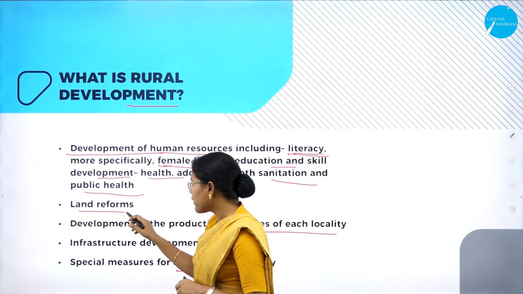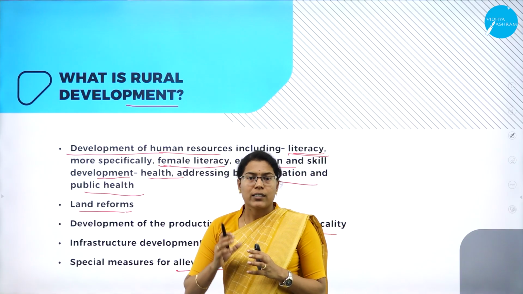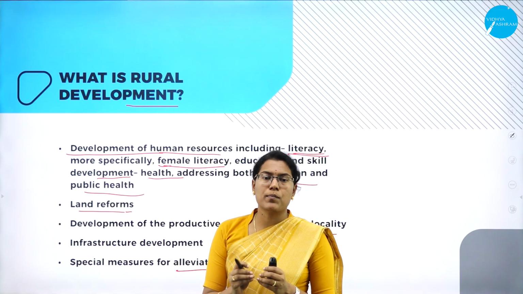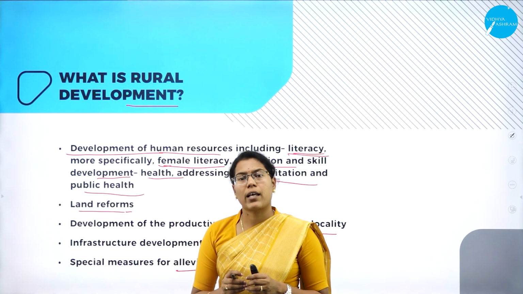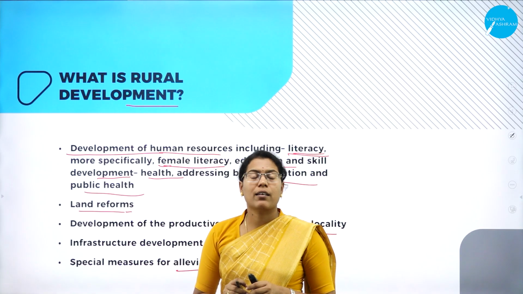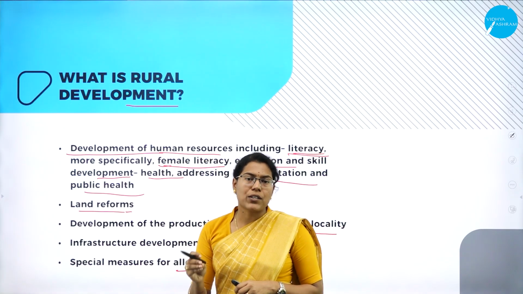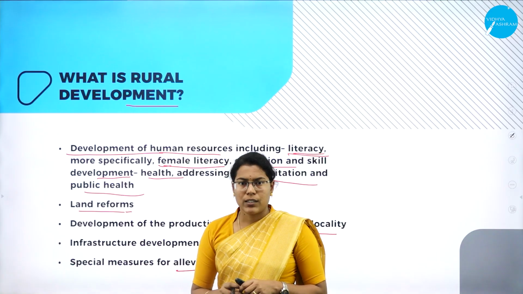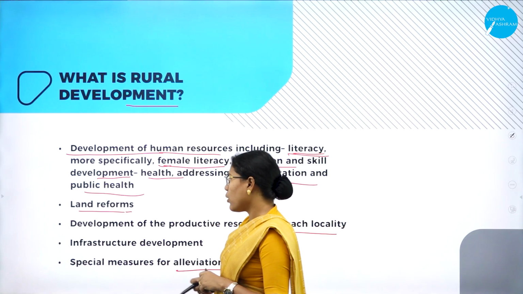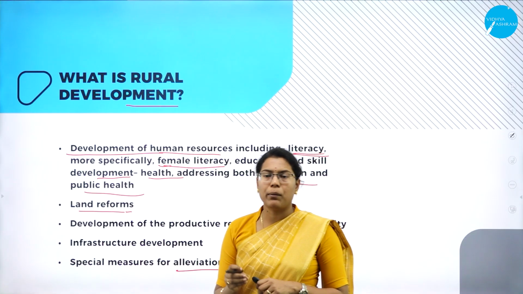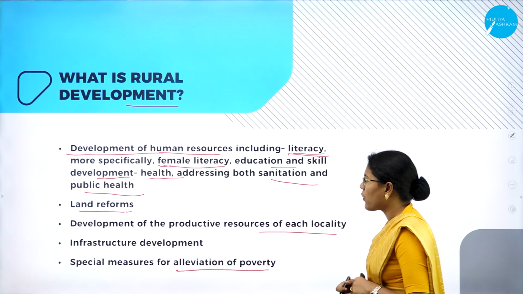Then coming to land reforms, as we have studied in the first chapter also, since independence there were problems of land disputes. Earlier the zamindari system was there, but after independence there were also disputes regarding the tenants and the actual owners of the land. So some of the land reforms and land ceiling also are going to help the rural people, and the development of productive resources of each locality.